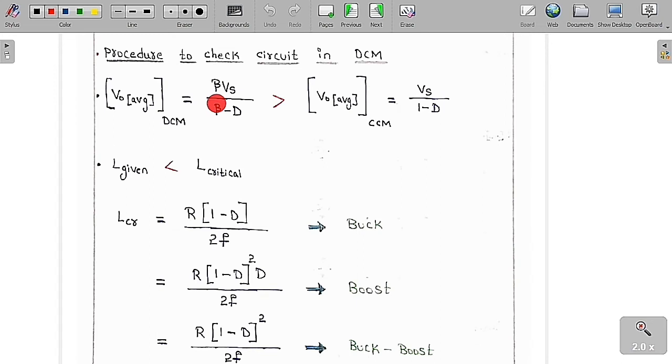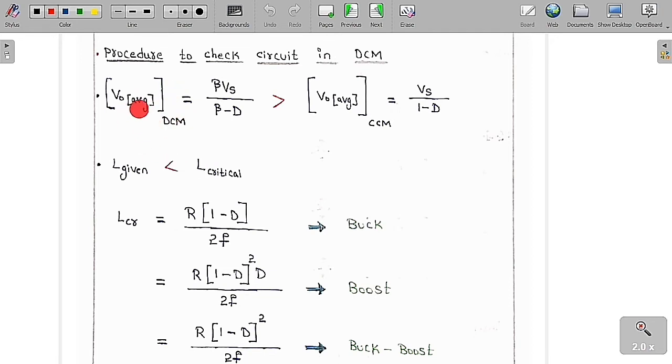Beta is always lesser than 1. Therefore we can say that the average value of the output voltage in the discontinuous conduction mode of the boost converter is always greater than the average value of the output voltage in the boost converter in the continuous conduction mode, because beta is less than 1. So what is the procedure to check whether the circuit is in the discontinuous conduction mode or not?